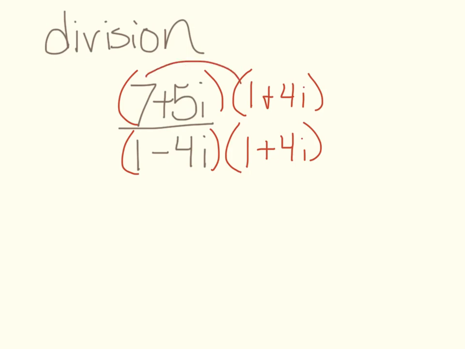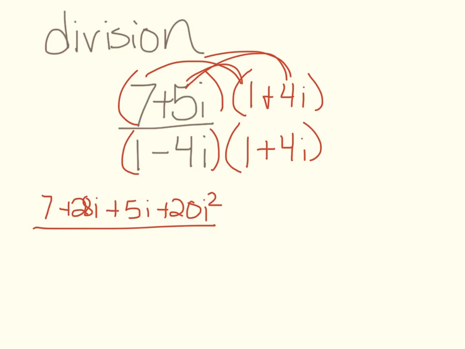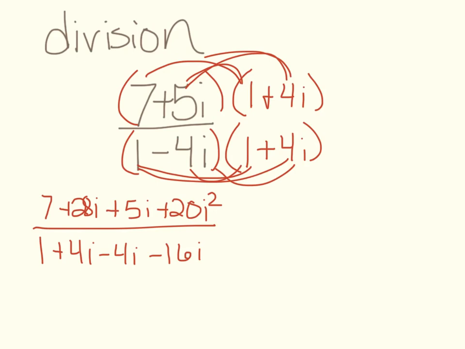So we've got 7 plus 28i, plus 5i, plus 20i squared, all over 1 plus 4i, minus 4i, and minus 16i squared.